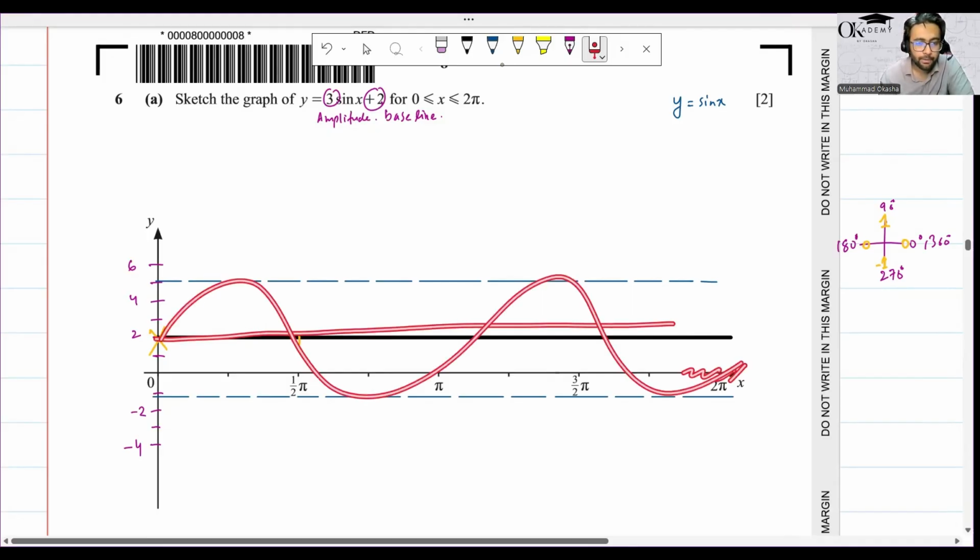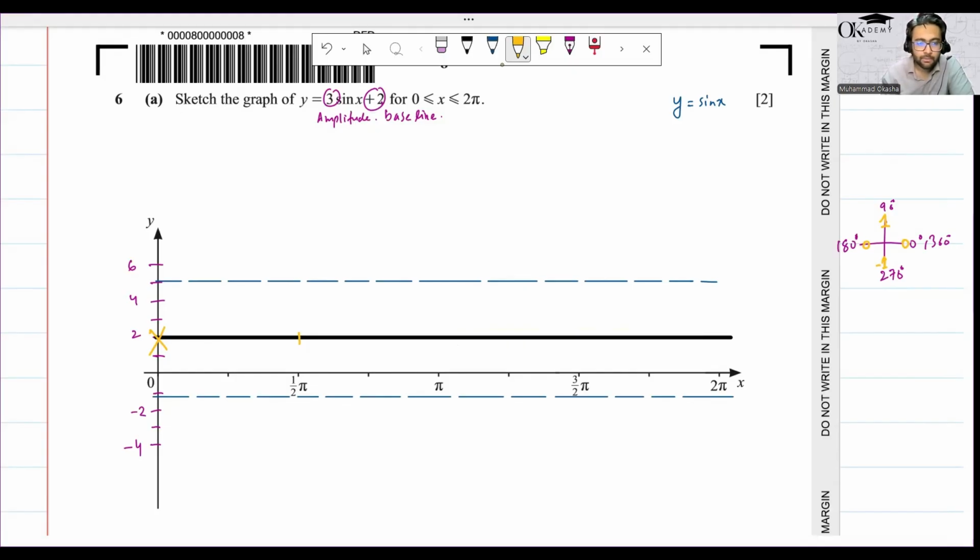Let's mark the points. At pi by 2, it's 1, which means it's going to go up. It's going to come back to the baseline at pi, so I'm going to mark that second point over here. It's going to go down over here, and it's going to come back to the baseline at 2 pi, which I will draw over.